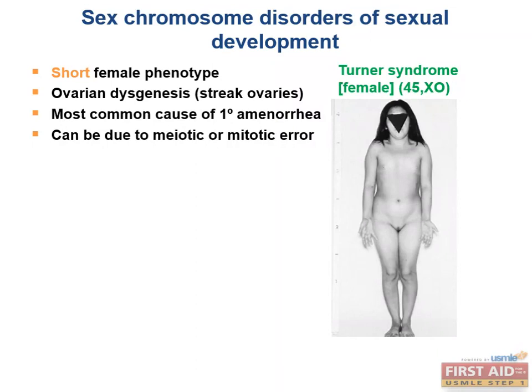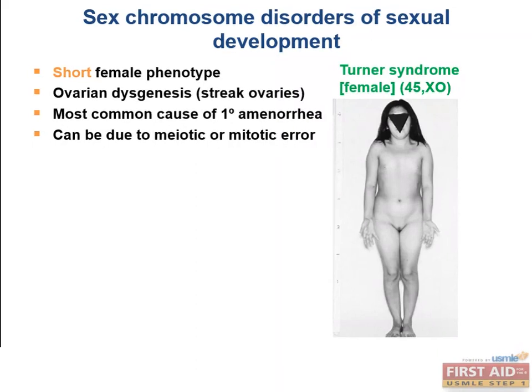It does not contain any cells. Now, patients with Turner syndrome, apart from having a short female phenotype, which in the USMLE vignette they'll always mention, a patient who's maybe 5'1", 4'11". Okay, they like to mention the short height associated with Turner's.